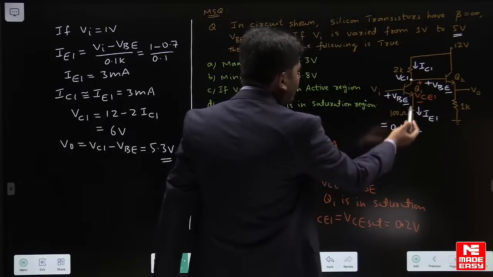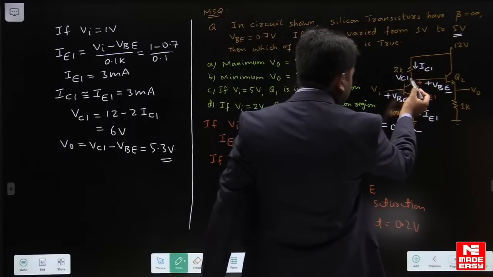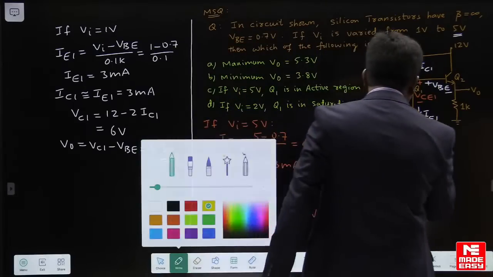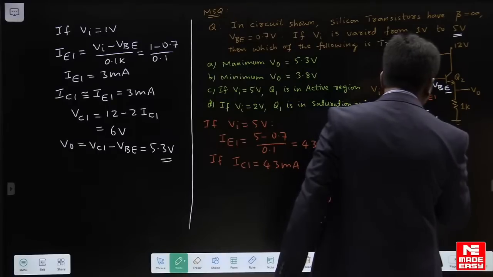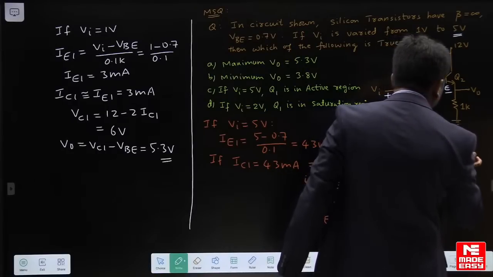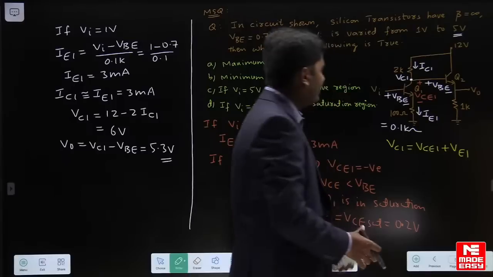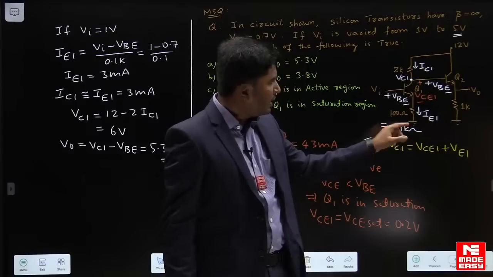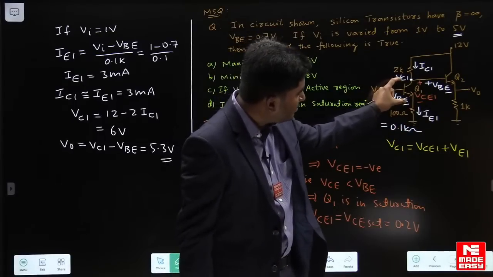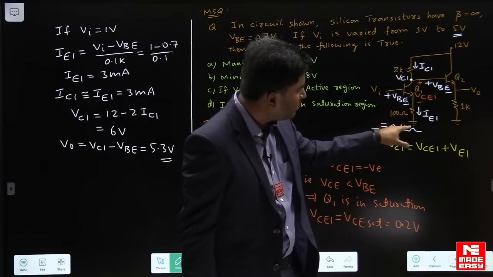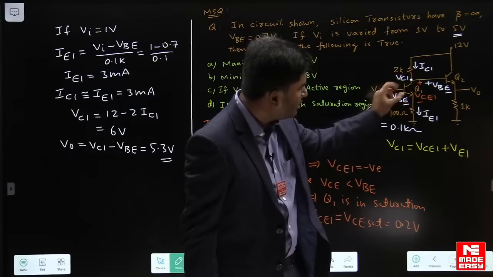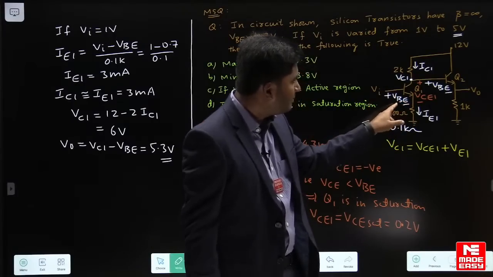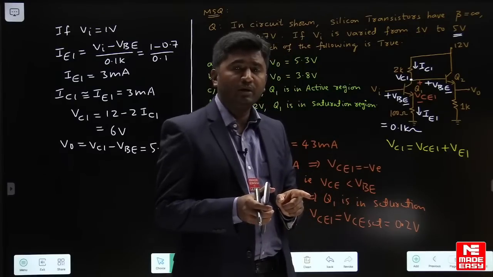Okay. Now once we know VCE1, we can calculate this VC1. उसको मैं यहाँ पे लिख देता हूँ. VC1 is equal to VCE1 plus VE1. Okay, VC1 का मतलब होता है voltage between collector of Q1 and ground, and that voltage will be VCE1 plus voltage between emitter and ground. VCE1 हमें पता है 0.2 volt, and voltage between emitter and ground, it will be VI minus VBE. 5 minus 0.7, it will be how much?